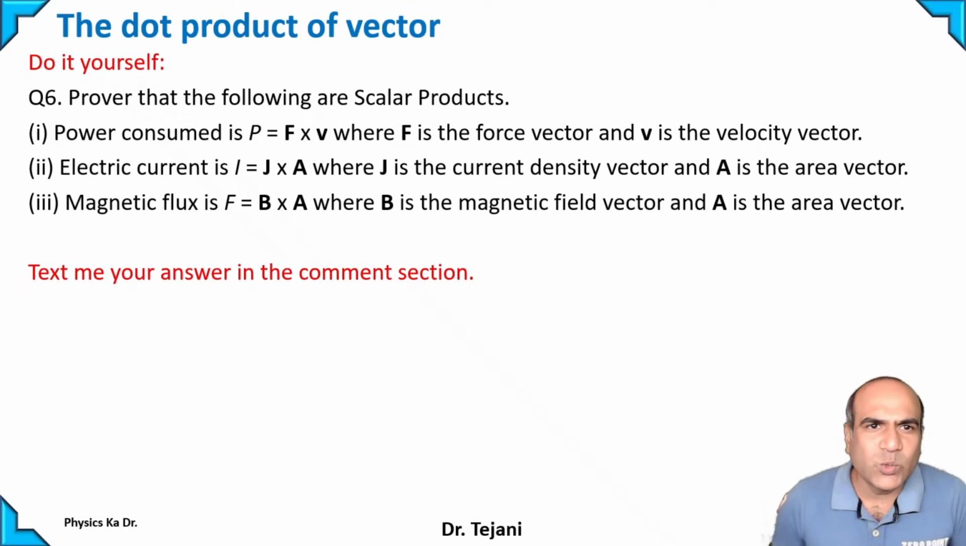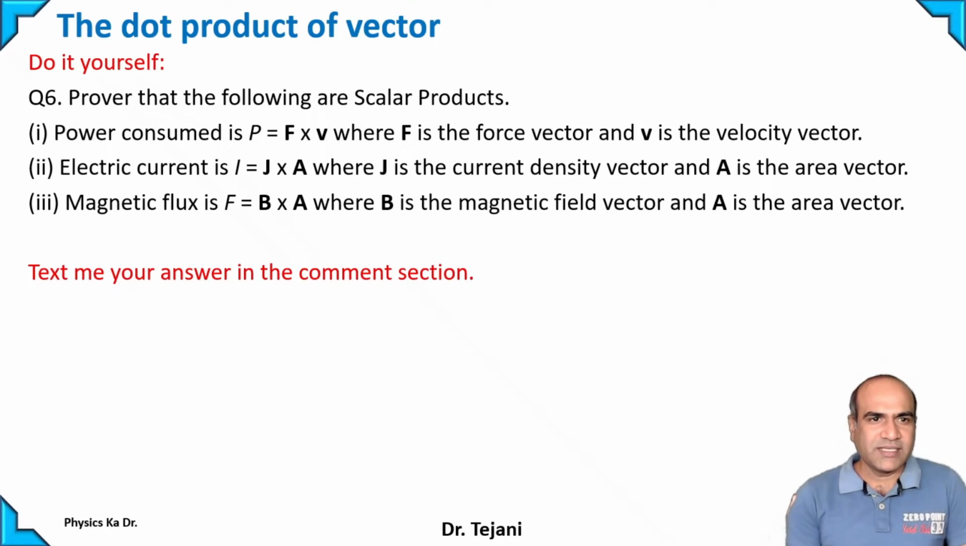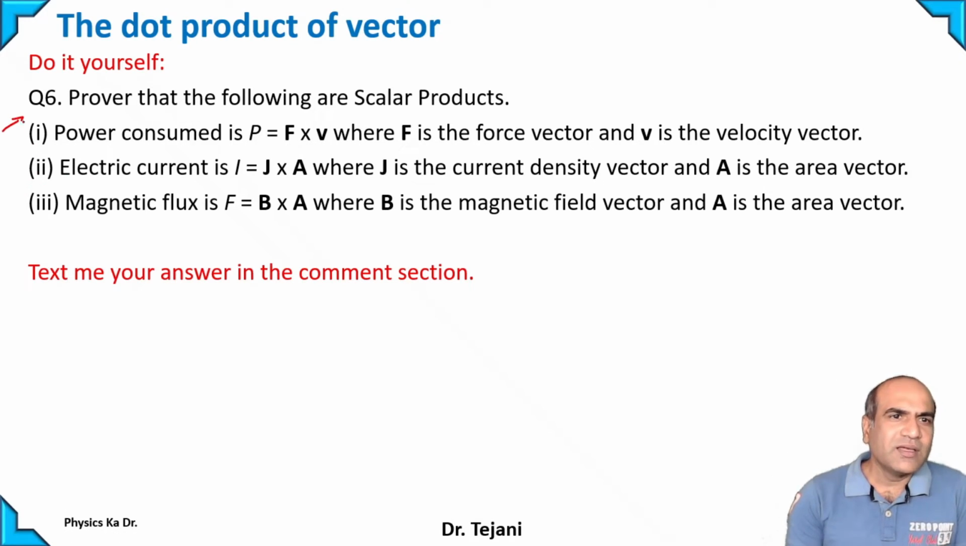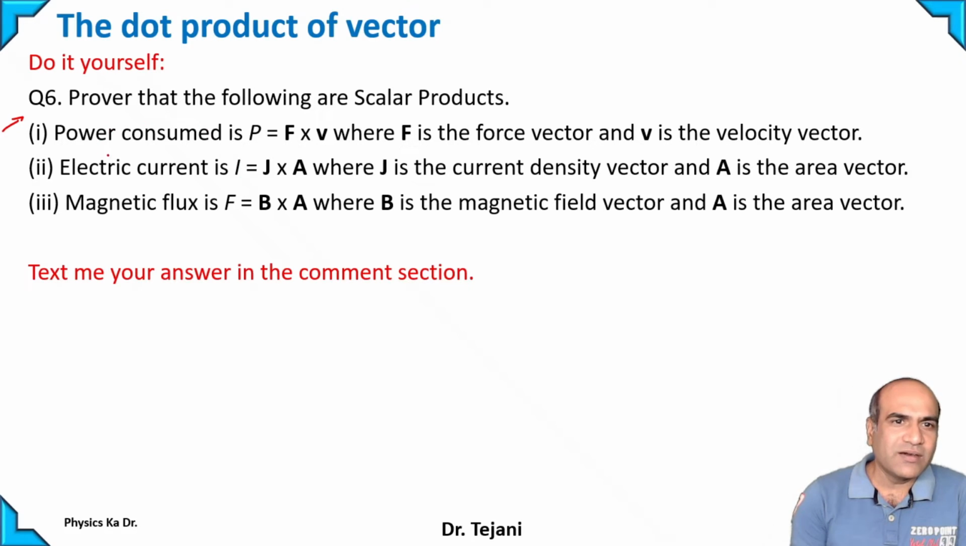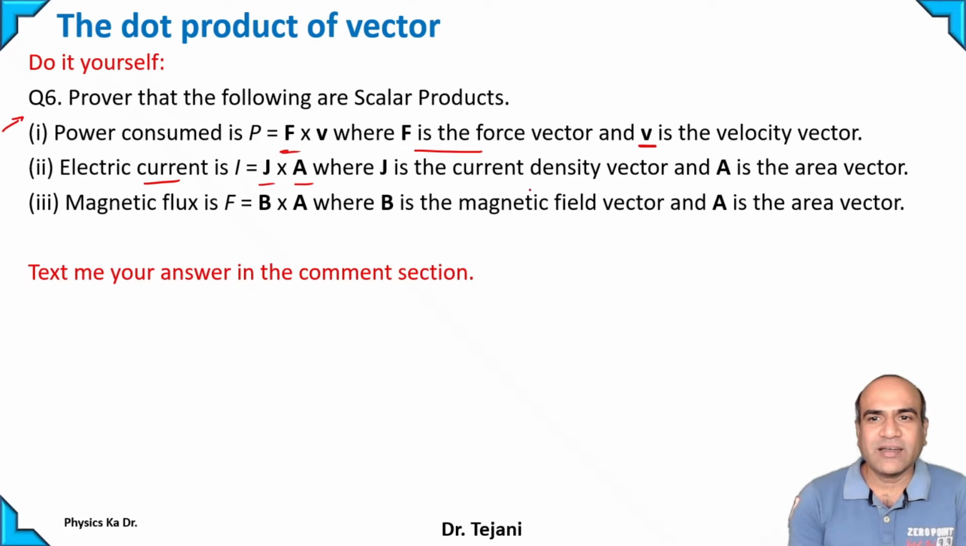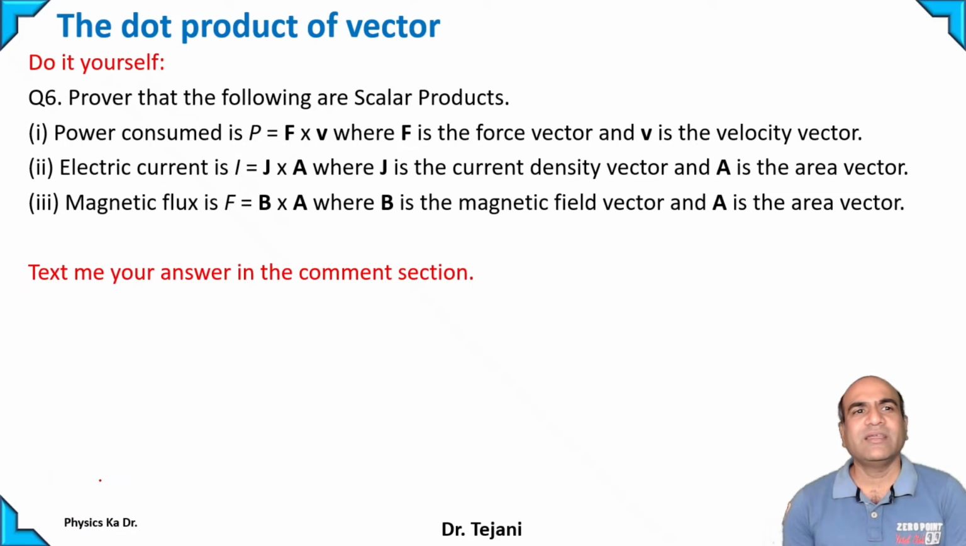And this question number 6, do it yourself. Why is this quantity asked? Scalar quantity, one is power, which is force multiplied by velocity, to vector quantity, then current, J, current density multiplied by its area, and magnetic flux. Prove this and answer me in the comment section.